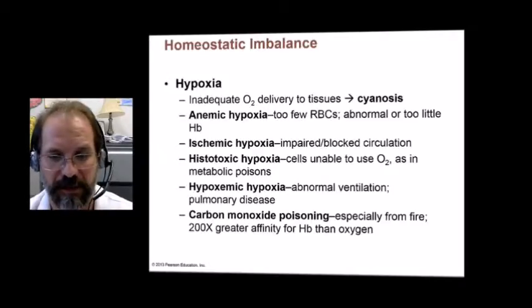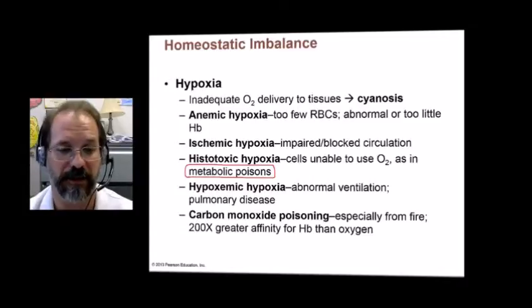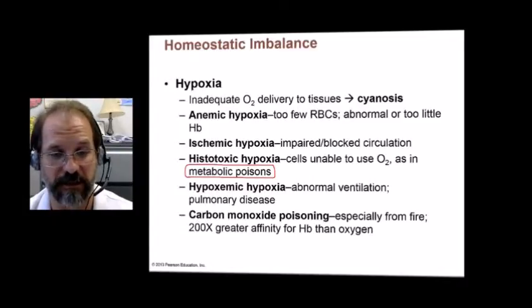Histotoxic hypoxia, this is what would happen with the case of metabolic poisonings, things like ricin toxin and tetrodotoxin. These are things that bind actually to cytochromes, make it impossible to use oxygen. Hypoxemic hypoxia, that simply means abnormal ventilation. Pulmonary disease, we'll talk about that at the end of this chapter.